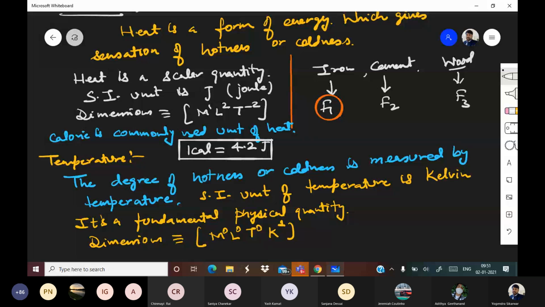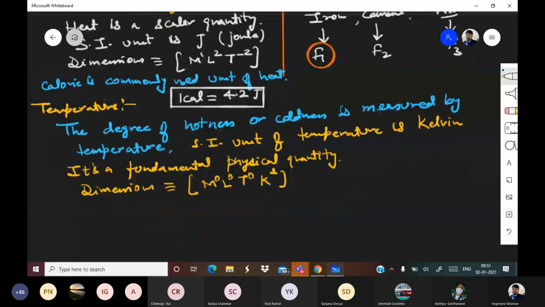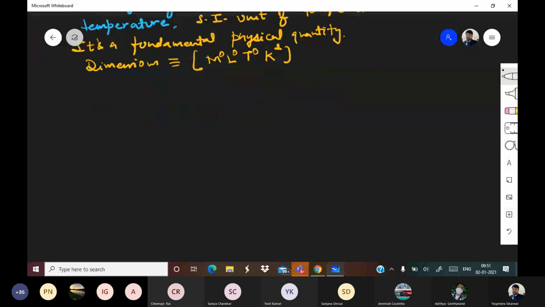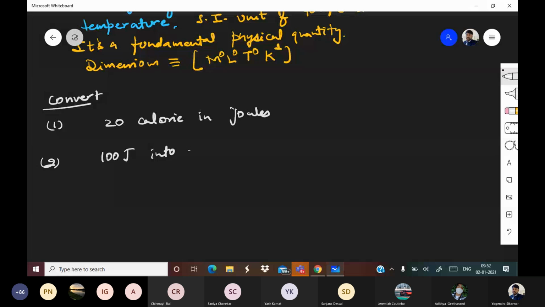Good, good. Let me give you a question. Number 1: convert 20 calories into joules. Number 2: 100 joules into calories. Please do that.